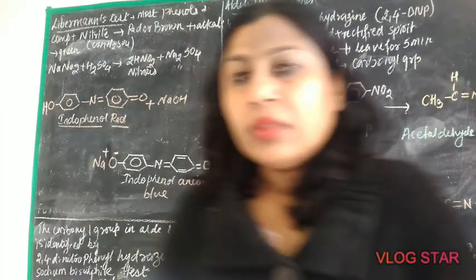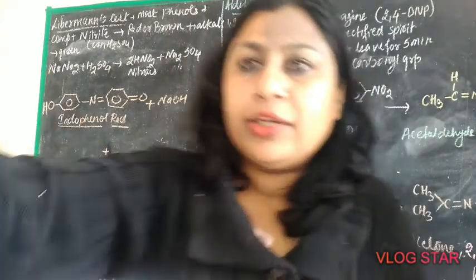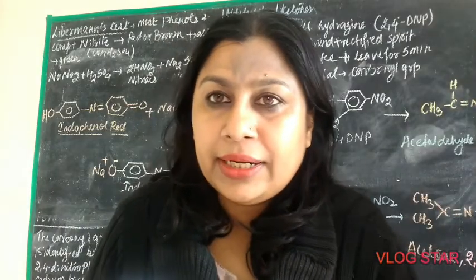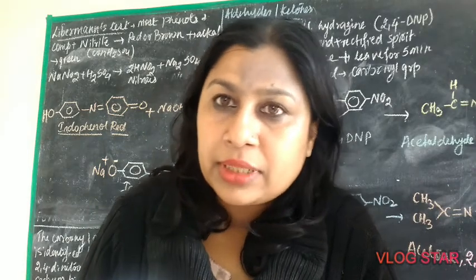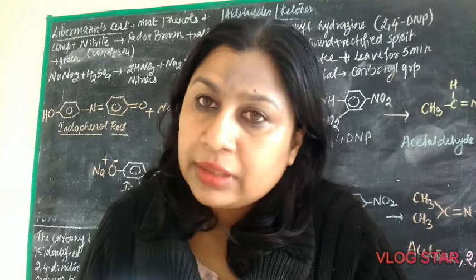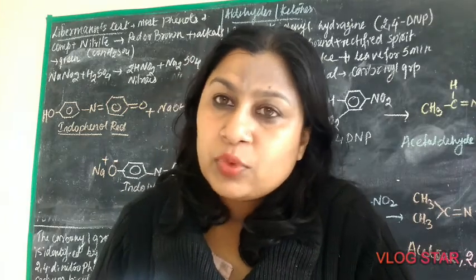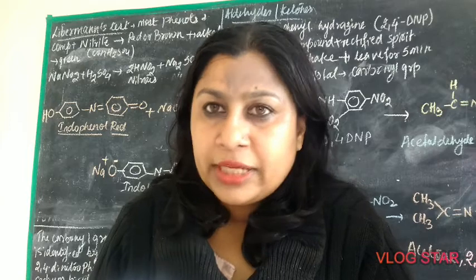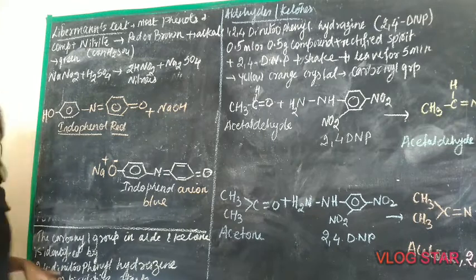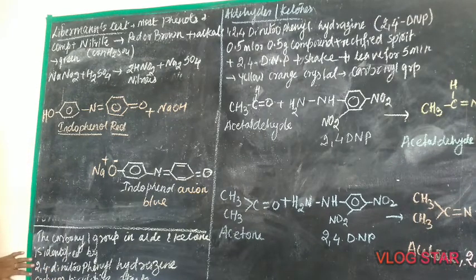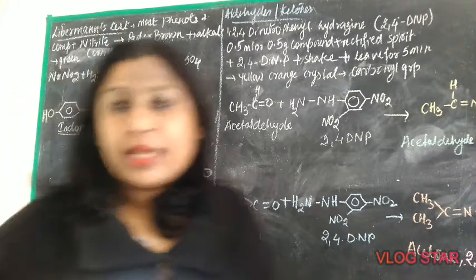Now children, we will go to the aldehydes and ketones functional group. Children, you know that aldehydes and ketones both contain a carbonyl group, right? In order to identify the carbonyl group, we have two tests: the 2,4-DNP test, that is 2,4-dinitrophenylhydrazine, and the sodium bisulfite test. Children, aldehydes easily get oxidized to carboxylic acid, while ketones are not easily oxidized.